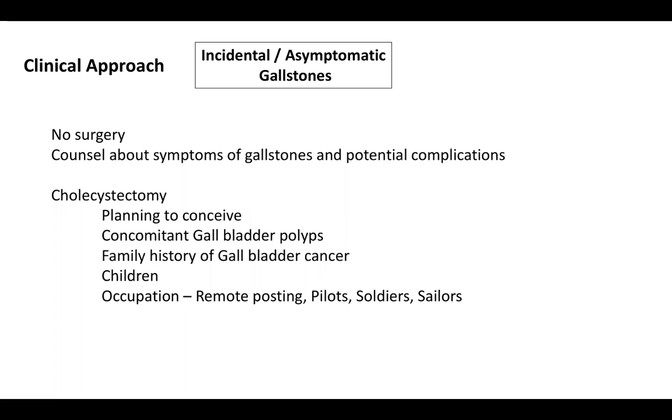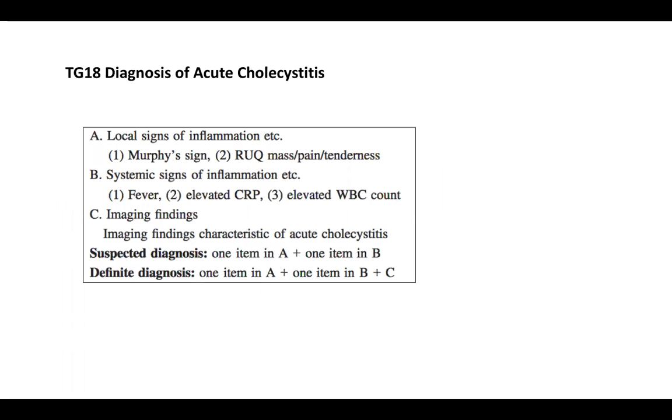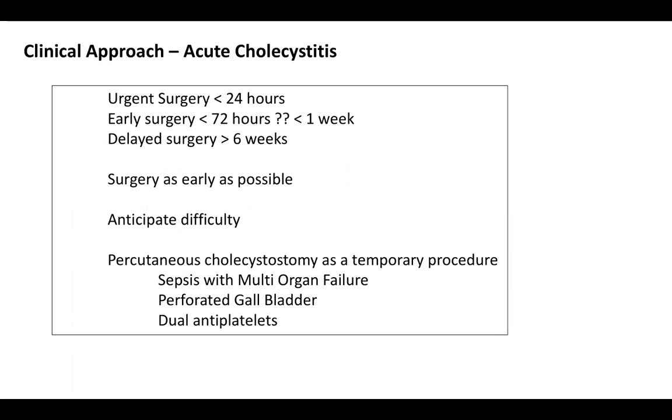Nishant is asking, how long do we need to leave a cholecystostomy tube in situ when you do a percutaneous cholecystostomy? That would largely depend on what the indication for the cholecystostomy is. If you have a patient with sepsis and multi-organ failure, you can operate as early as 2 weeks time once the sepsis has settled down. But if you have a patient on dual antiplatelets, if the radiologist is confident about doing a percutaneous cholecystostomy, stop the antiplatelets for 7 days and then go in.